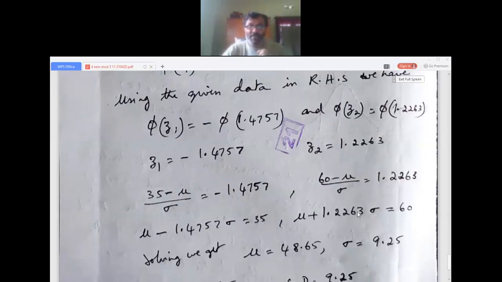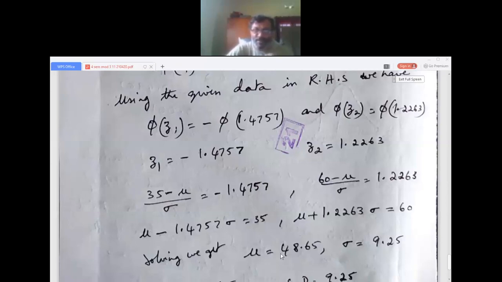So you are getting two simultaneous linear equations where the unknowns are mu and sigma. You can calculate it either by the matrix method, adding and subtracting, or the rule of cross multiplication method, any method. Simple is adding and subtracting. If you take this equation as 1 and this equation as 2, and subtract, mu will be removed and you will get the value of sigma. If you take 1 minus 2, then mu gets cancelled, eliminated.